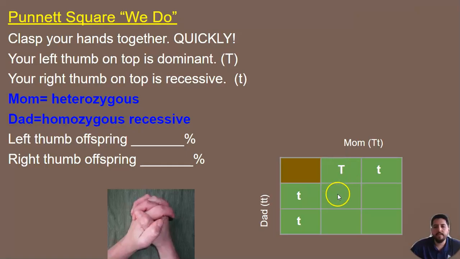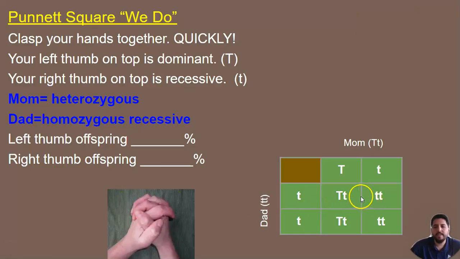So we bring down this large uppercase T and lowercase t from dad. Again, uppercase T from mom, lowercase t from dad. Here we get a lowercase t from mom, lowercase t from dad. Here we get uppercase T from mom, lowercase t from dad. And then again here we get 2 lowercase t's, 1 from mom, 1 from dad.